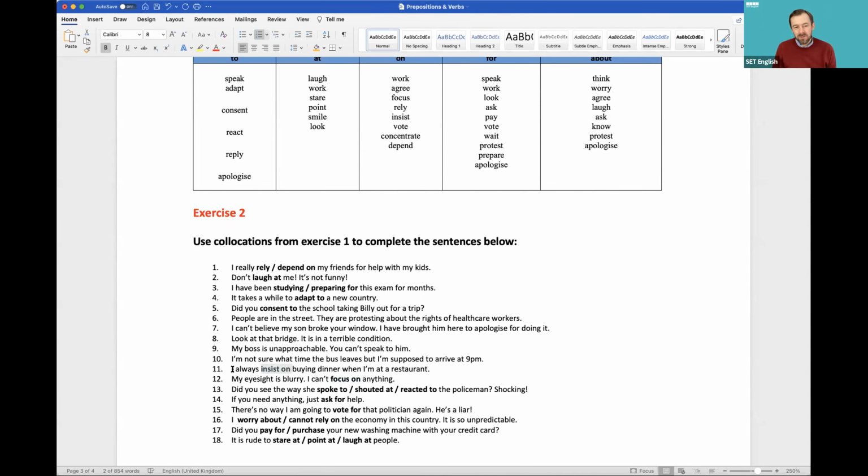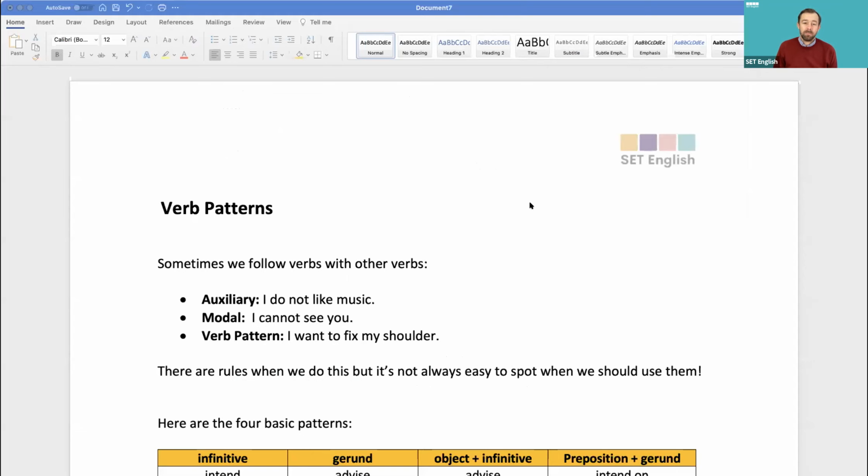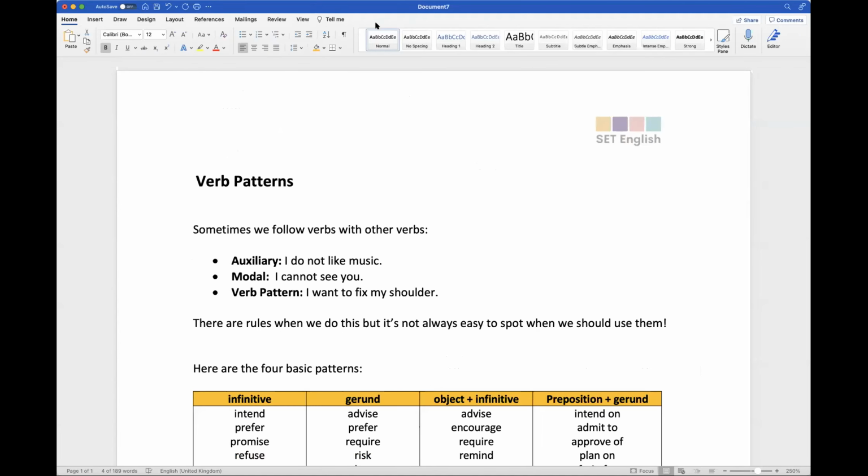Now, this one I find interesting here. I find this interesting because buying is a gerund, isn't it? Anything is not a gerund. Anything's just a noun, but buying's a gerund. And this is useful for us because we're going to go and have a look at verb patterns. Hello, sir. Yes, for number 6, can we use protesting for in this case? Yeah, that's okay.